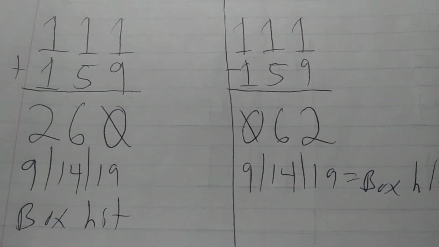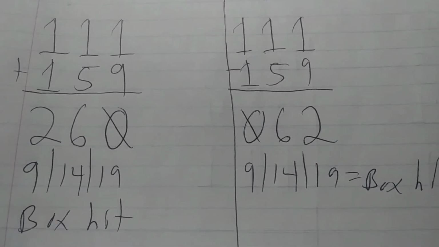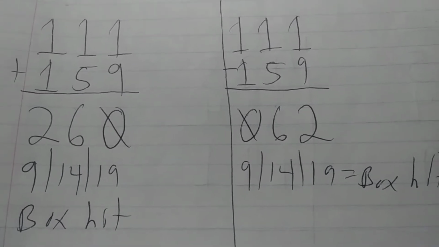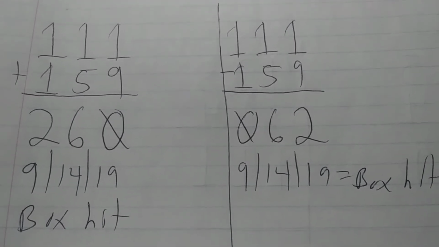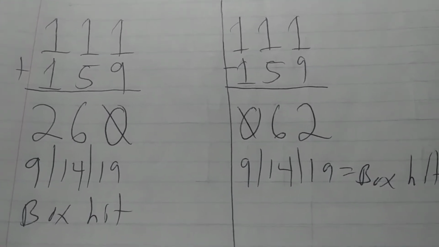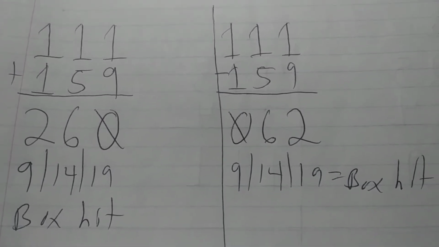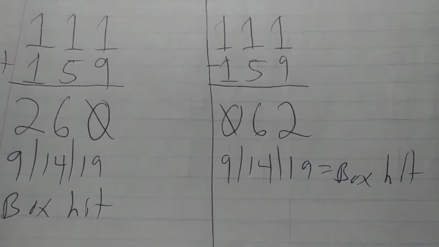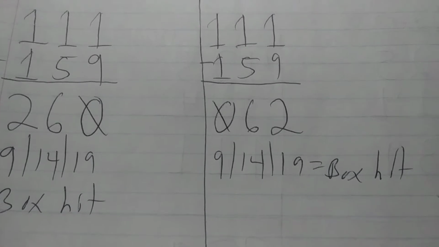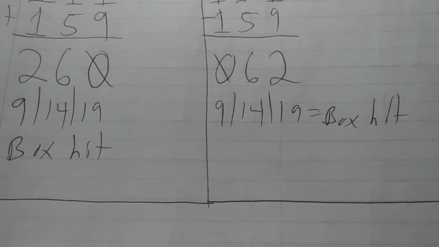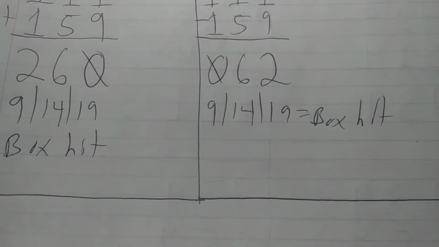Okay, so you're going to add 159 and minus off 159 from the 111. So you have 1 plus 1, which is 2. 1 plus 5 is 6, and then 1 plus 9 is 10, or 0. When you minus off the numbers, that also gets you 062. And that number did hit on September 14th.